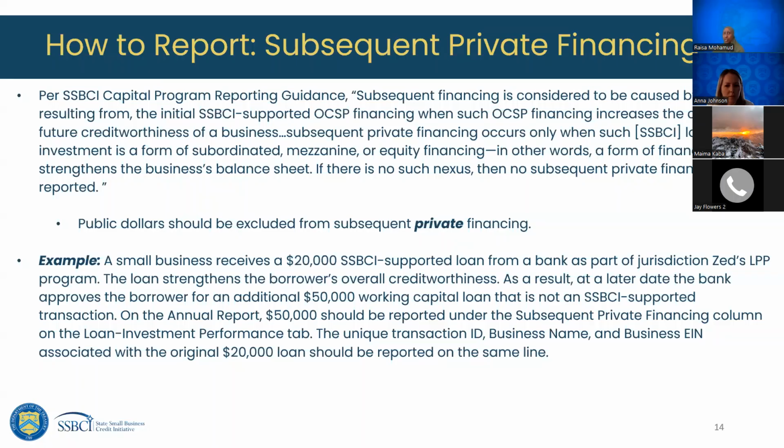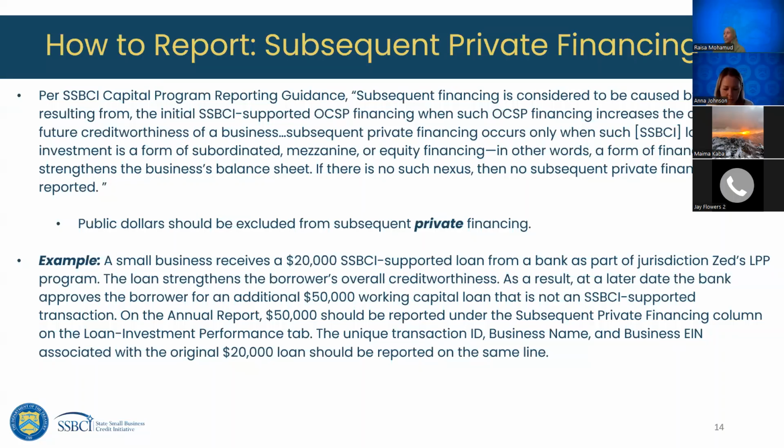I think I mentioned this already, that 2025 transactions are perfectly acceptable to have subsequent private financing as well. For example, you have a transaction that closed in January of 2025, and maybe in July or August, you have some subsequent private financing on that same transaction. That's perfectly allowable. So subsequent private financing doesn't necessarily have to be from a previous year. It can be from within the same year.